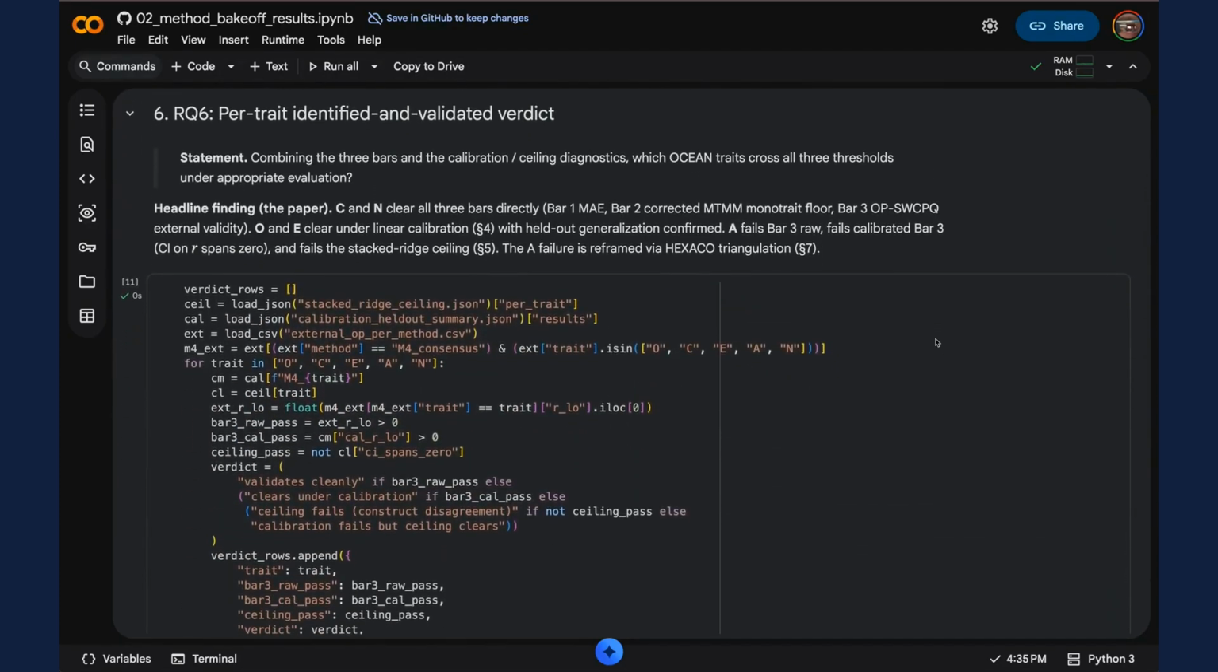Research question 6 rolls the 3 bars and the 2 diagnostics into one verdict per factor. C and N validate cleanly. O and E clear under calibration. A fails raw, fails calibrated, fails the ceiling. That verdict table is the paper's Table 3.